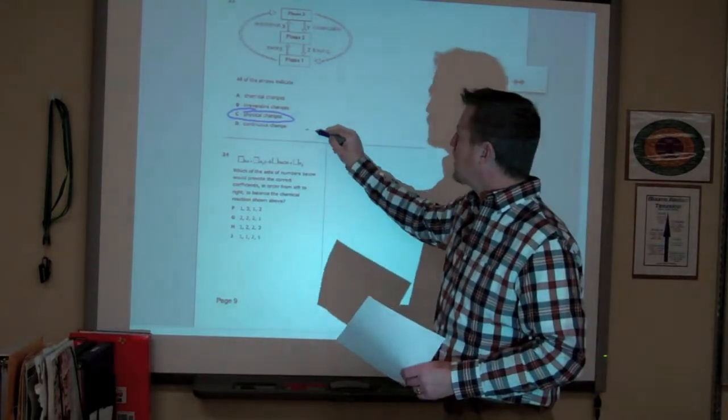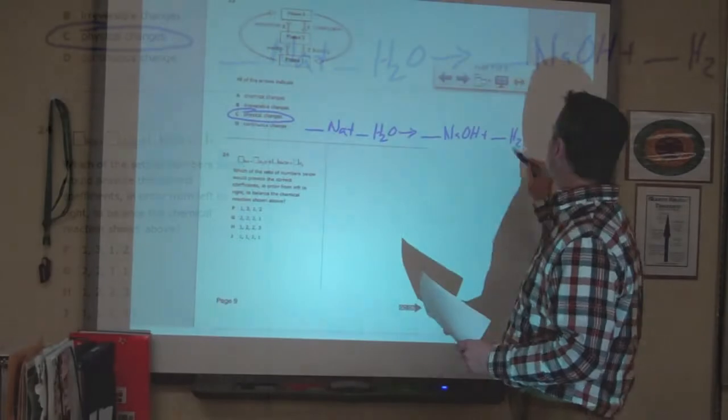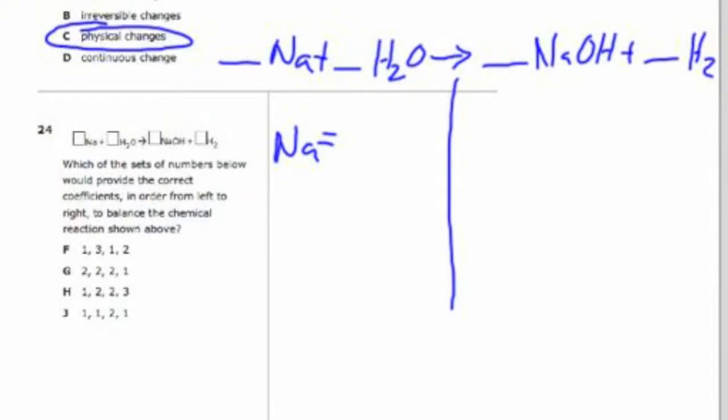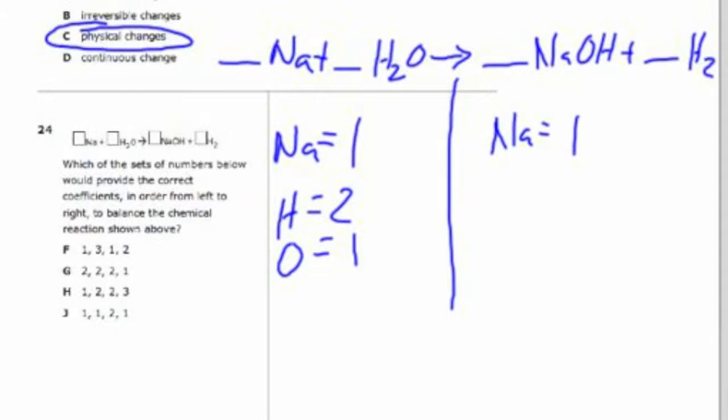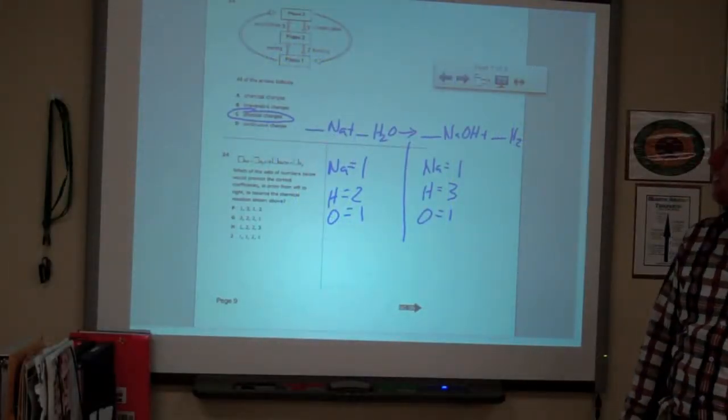Okay, now we're down to a chemical equation and balancing. Let's balance this real quick. Na plus H2O yields NaOH plus H2. Okay, so let's count up our atoms. How many sodium atoms do you see on the left? 1. How many hydrogen atoms? 2. How many oxygens? 1, good. On the right side, how many sodiums? 1. How many hydrogens? 3. How many oxygens? 1. So looking from left to right, everything balances except for the hydrogens.